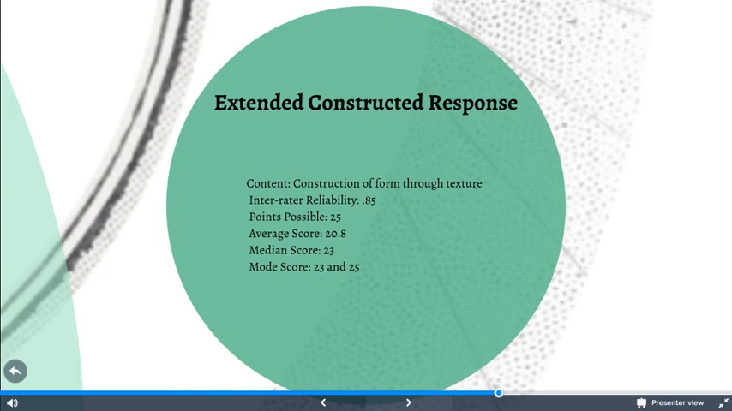So the average score of our students was 20.8, so they did very well on this question. Our median score was 23, and for our mode scores, we actually had 2, 23 and 25, and we had 4 students score each of those.